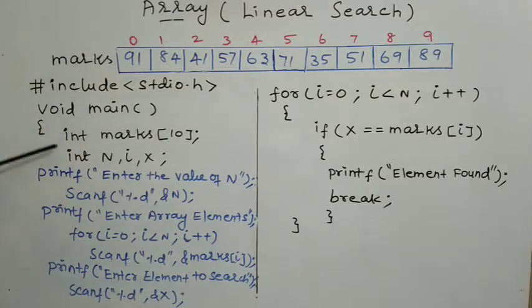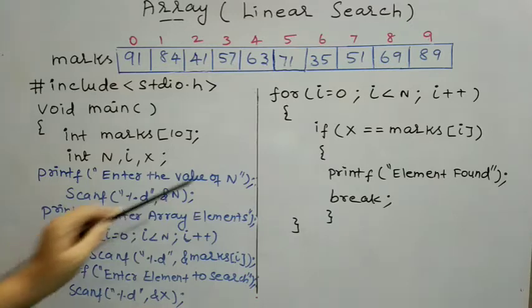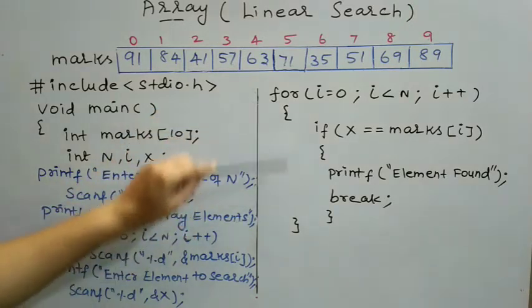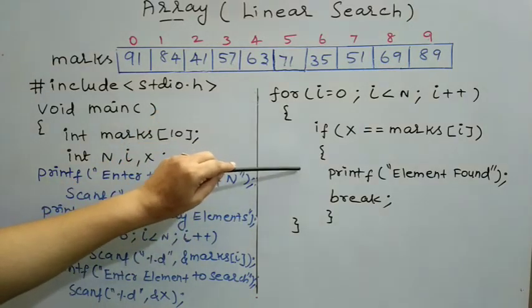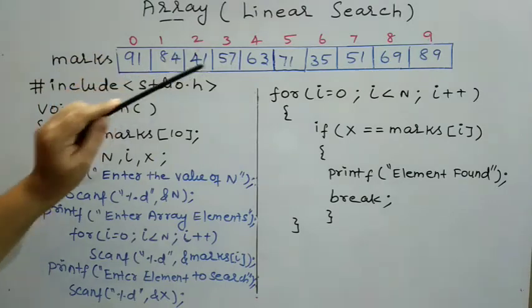So this part is the declaration statement. This is the input statement to get values of the input variable. This part is going to be the processing statement to implement my linear search.